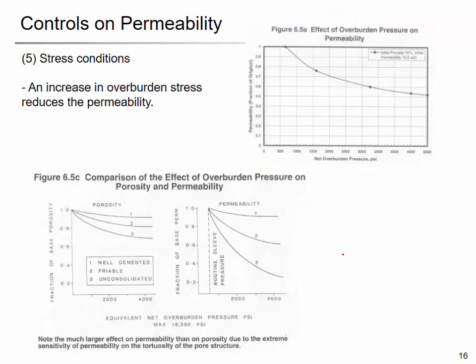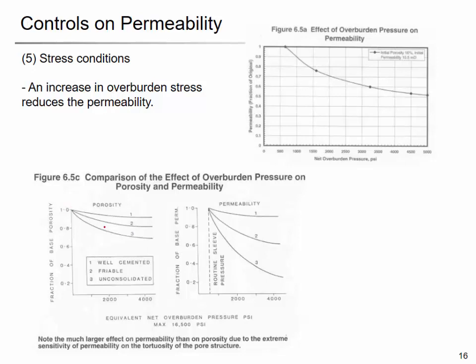And stress condition also affects permeability, as it does porosity. When you increase the overburden stress, it decreases the porosity. The stress can collapse and close some pore throats because of the compaction. So then it affects the permeability reduction.